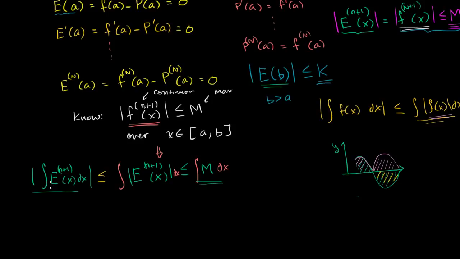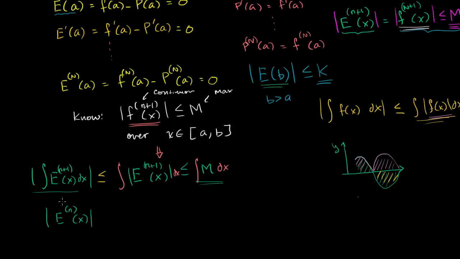The antiderivative of the n plus 1th derivative is going to be the nth derivative. So this business right over here is just going to be the absolute value of the nth derivative of our error function.